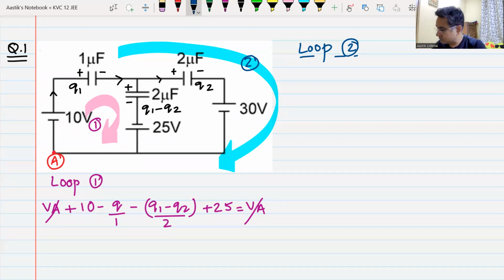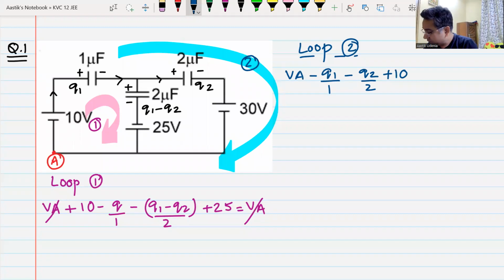VA plus 10 minus Q1 minus (Q1 minus Q2) by 2 minus 30 equals VA. VA minus Q1 by 1 minus Q2 by 2. Oh, I've forgotten this 10, so I will write 10 here. Plus 10 minus 30 is equal to VA. This solves the two equations and we get the value of Q1 and Q2. You can get the value of Q1 and Q2 from here, yes or no, everyone?